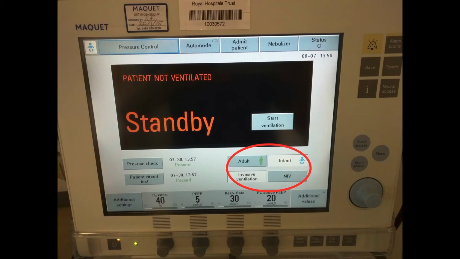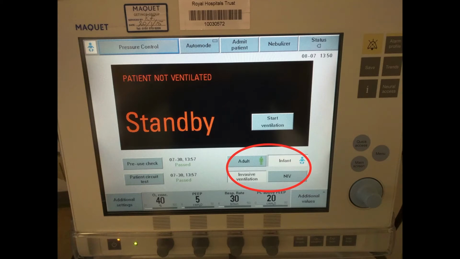What you can see here is a screenshot of the ventilator in standby mode, and we're going to talk about setting it up for a new patient. The first thing you need to decide is what mode of ventilation you want to use, either the adult or the infant mode. The manufacturers say the infant mode is suitable for children between 0.5 and 30 kilos, and adult mode is suitable between 10 and 250 kilos.